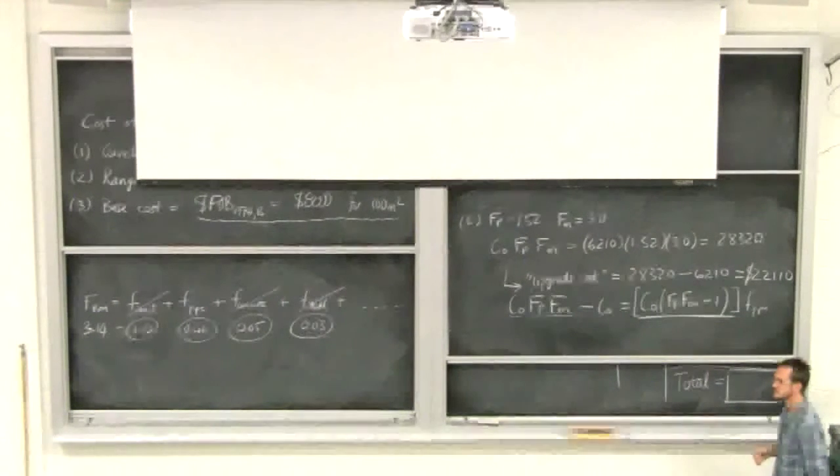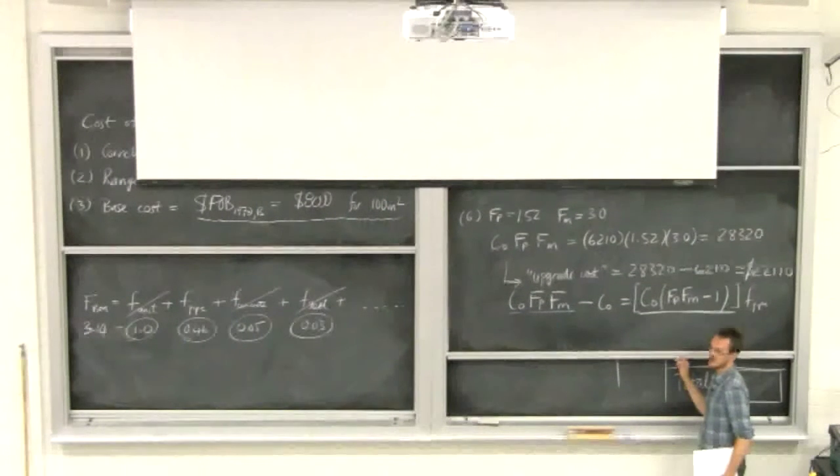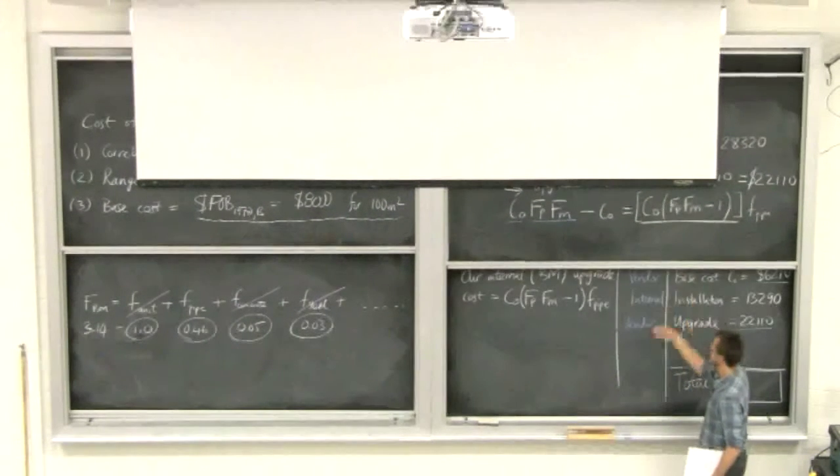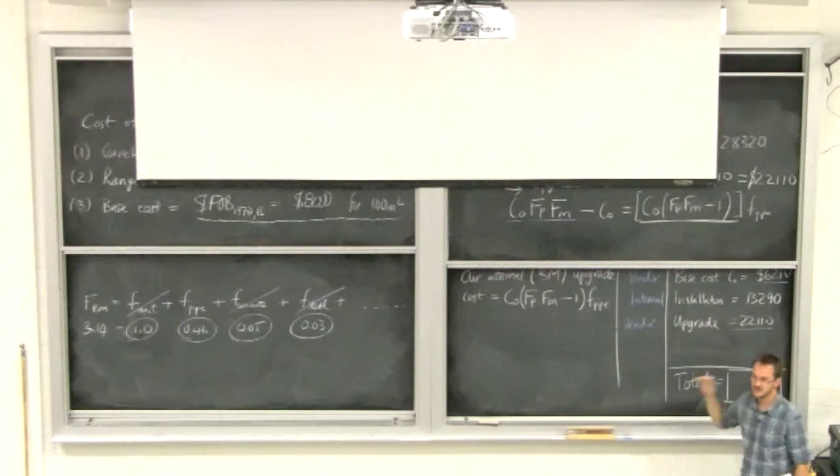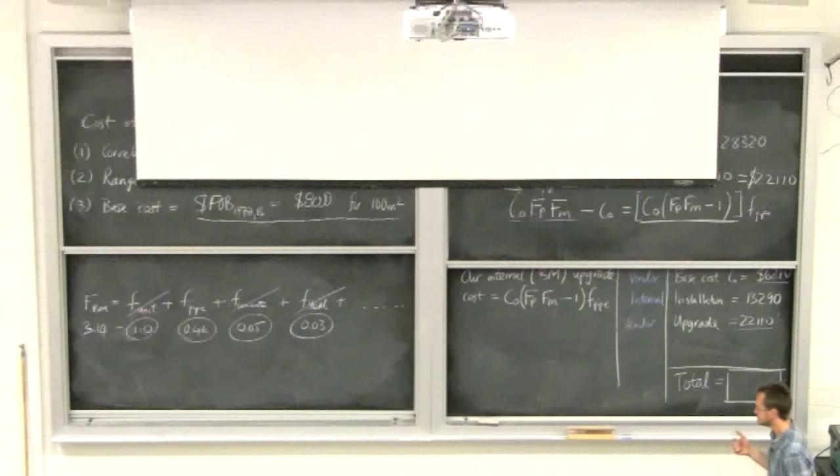So the 1.5, is that the external upgrade? Yeah, this is the vendor upgrade. Okay. We're still in step 5. Step 5 is several subparts. There's the vendor upgrade and there's our internal upgrade.